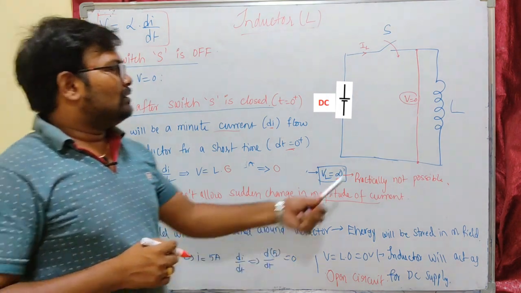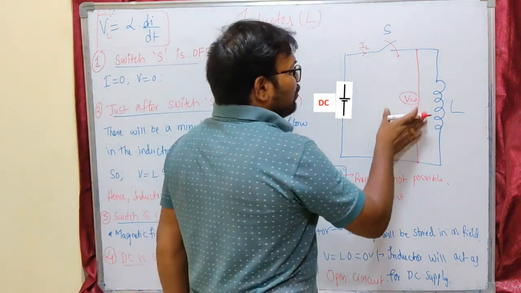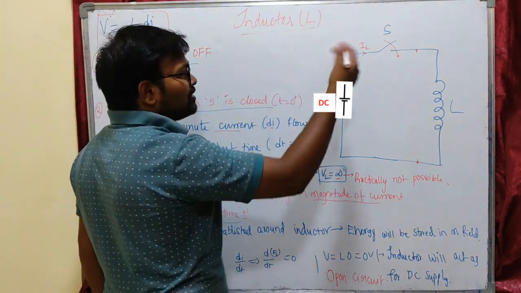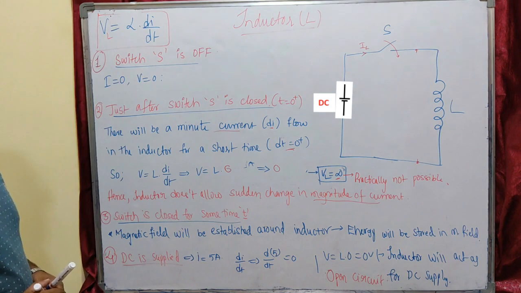Okay, now what does this mean? The inductor will behave like an open circuit even after switching on. That means there will be no flow of current even after switching on the switch. Okay, this is about turning on the switch.